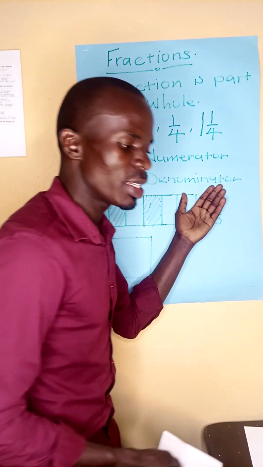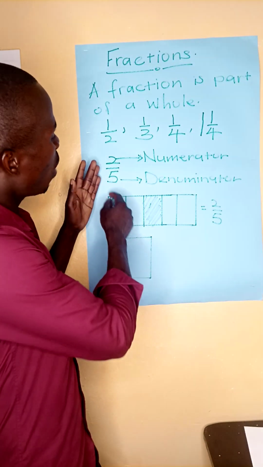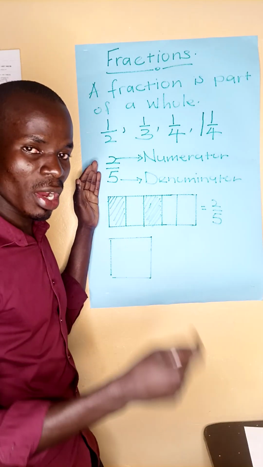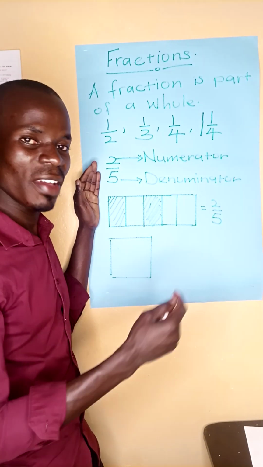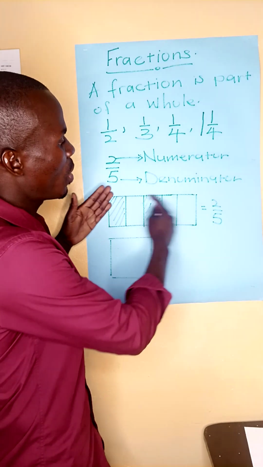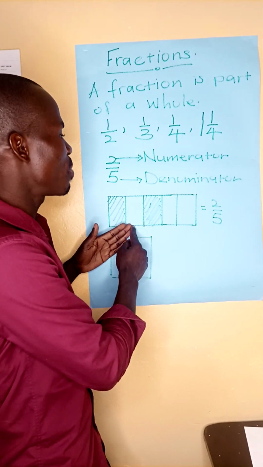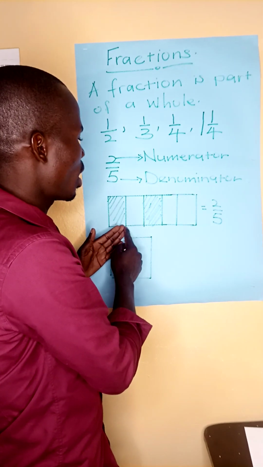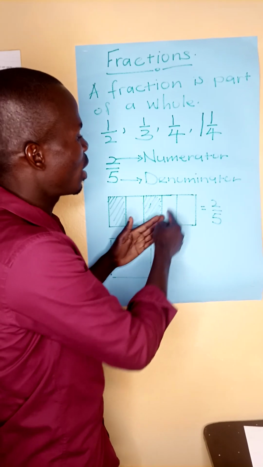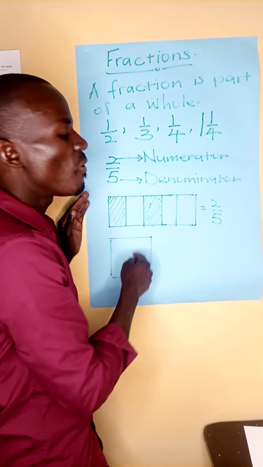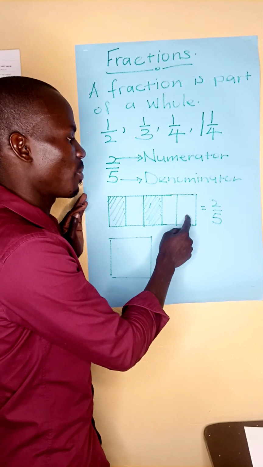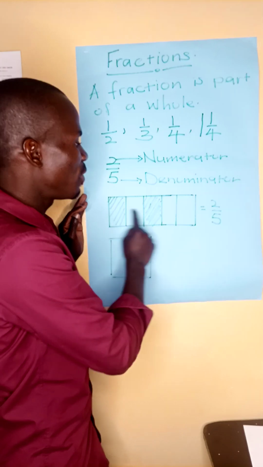a denominator. This lower number represents the number of parts the diagram has been divided into. For example, here we have drawn our figure representing the fraction 2/5. The figure we have drawn here, we have divided into 5 equal parts. 1, 2, 3, 4, 5. There are 5.